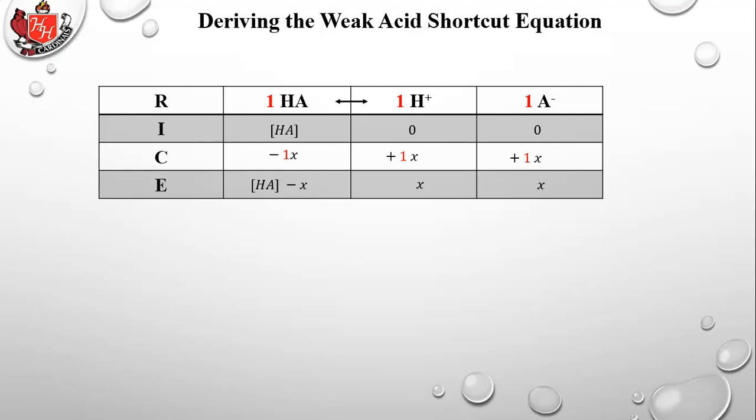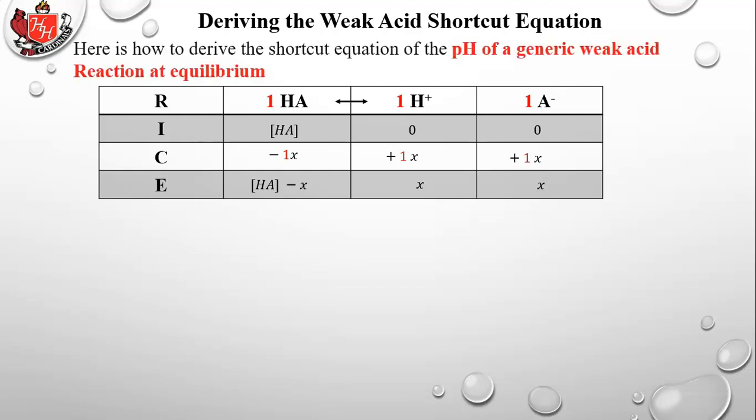So now we're going to set up the equilibrium equation, the law of mass action. Okay. So here it is. Actually, I should have put that up earlier. Here's how to derive the shortcut equation of the pH of a generic weak acid reaction at equilibrium. So there we go. The product's equilibrium line goes on the top, X times X. You also put as exponents the coefficients, but they have a 1, so you don't have to put that up there. So it's X times X, and down on the bottom is the reactant side. It's HA minus X.